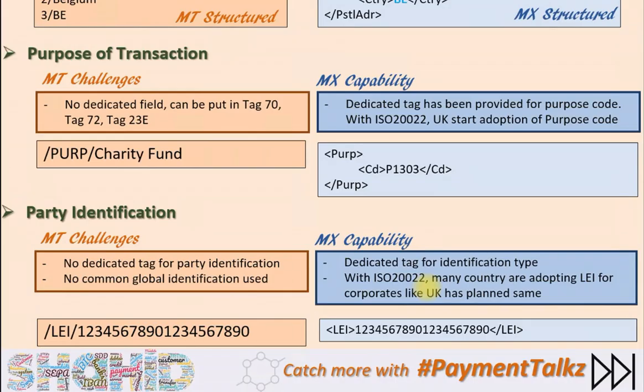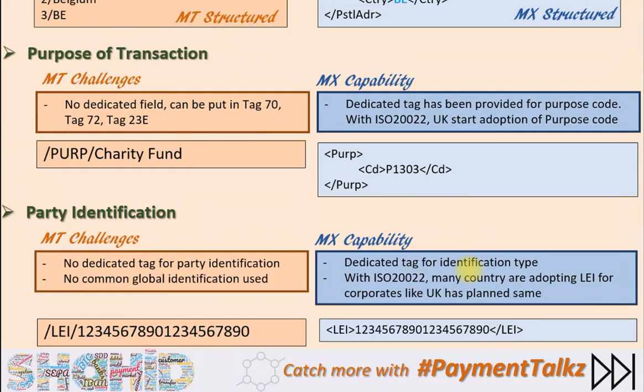LEI is a kind of identifier called the legal entity identifier, and it is a common database from where you can understand the 360 view of the bank or the corporate whenever it is needed. Mostly it is used for corporate purposes. And again, the UK is one of the countries which has started adopting it as a part of the ISO 20022 implementation model.